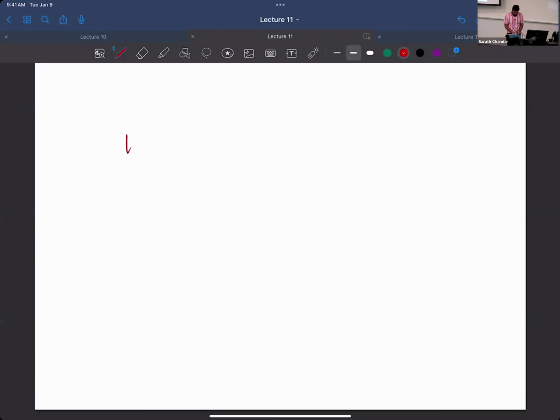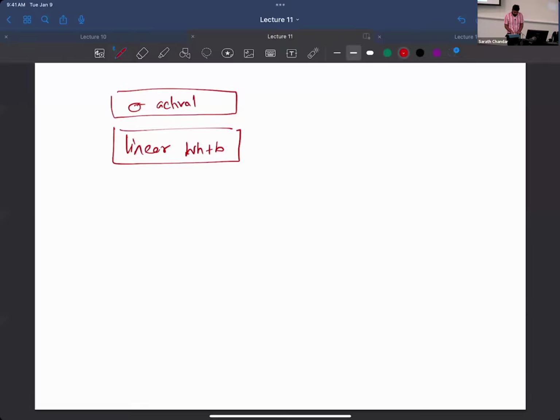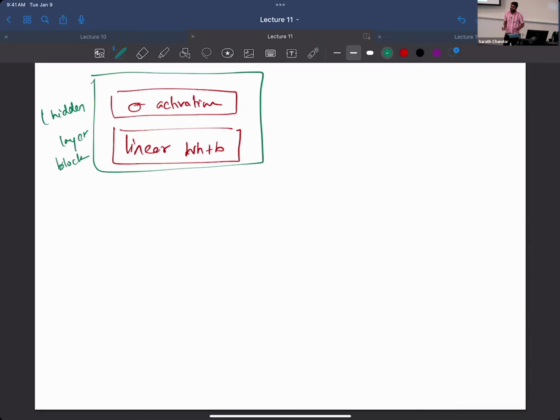Previously your hidden layer was basically a linear projection like Wh plus b, followed by, let's say, a sigmoid activation. So this was my one hidden layer block. You have a linear projection followed by sigmoid, or linear projection followed by tanh, or linear projection followed by ReLU. This was the hidden layer before.